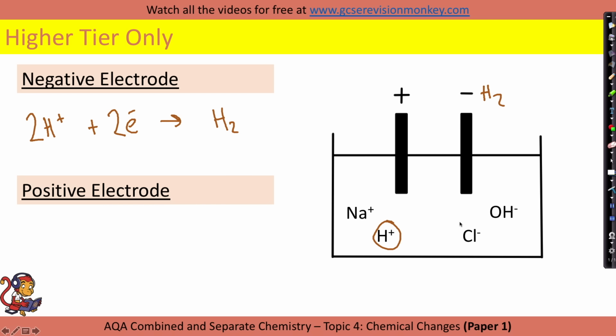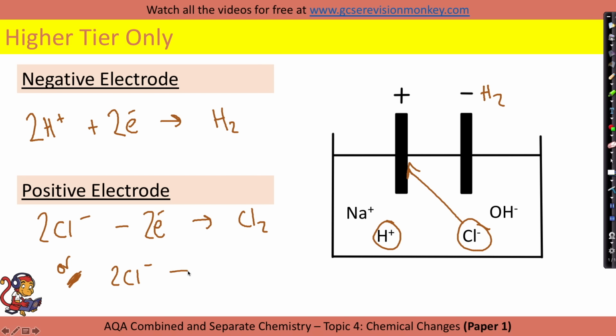At the positive electrode, we said that chlorine, because that's group 7, will go there. So there's a couple of ways round you can write this. You can write it as chloride ions lose electrons and turn into chlorine, all balanced up, 2 of those, 2 of those. Or you may well see in the exam, or you can write it as if you prefer, that chloride ions turn into chlorine and give away 2 electrons. So either way round is completely acceptable.